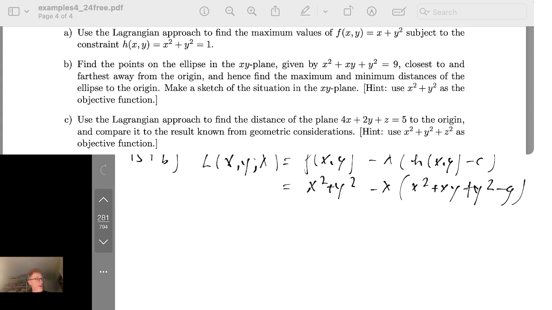So then you write down the Lagrangian. Then you write down the first order conditions to find the stationary points. And in this case, you get something is zero. And minus dL/d lambda gives you the constraint is zero.